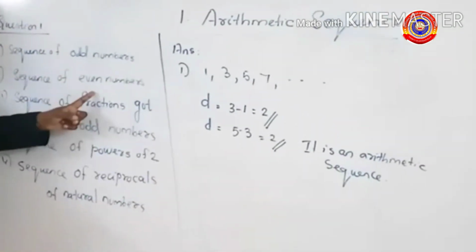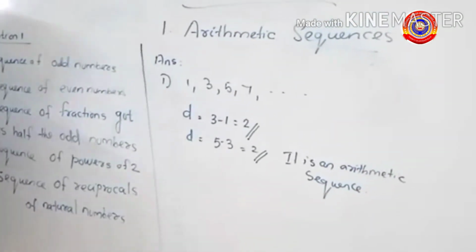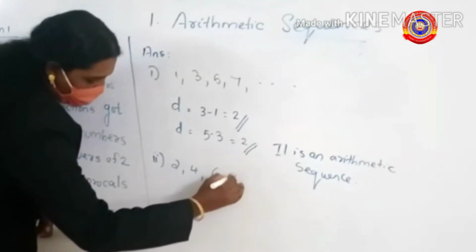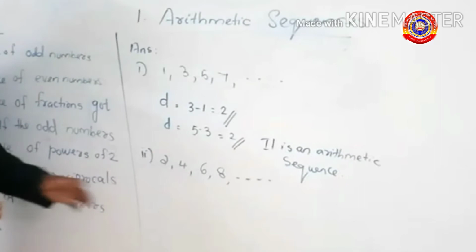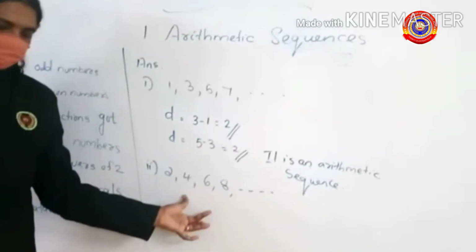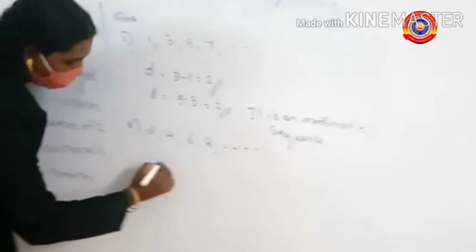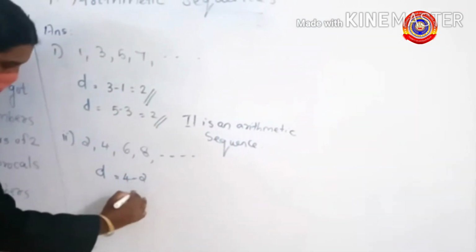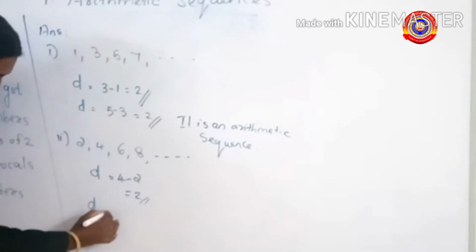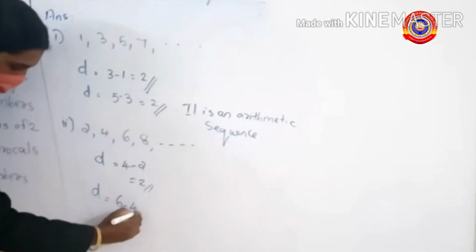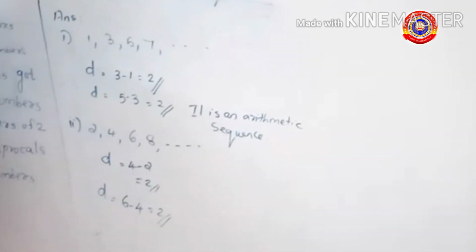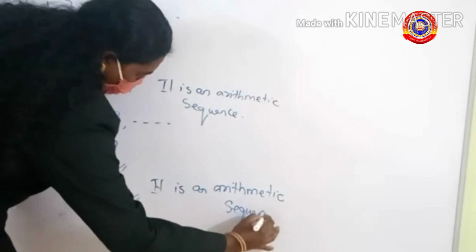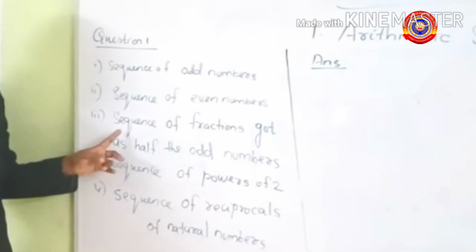Next question, sequence of even numbers. 2, 4, 6, 8. We have to check whether it is an arithmetic sequence or not. So let us find its common difference. D equal to second term minus first term, 4 minus 2, 2. Again D equal to 6 minus 4 equal to 2. Here common difference is 2. So it forms an arithmetic sequence.